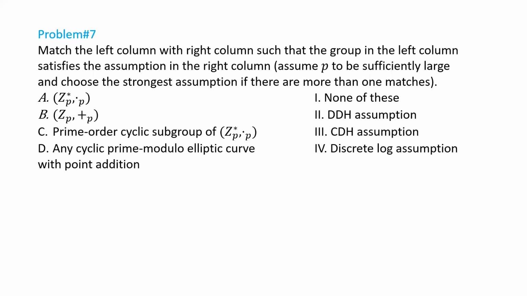Next problem, match the left column with the right column such that the group in the left column satisfies the assumption in the right column. It is also mentioned that assume P to be sufficiently large and choose the strongest assumption if there are more than one. So I will pause for some time and wait for your answer.